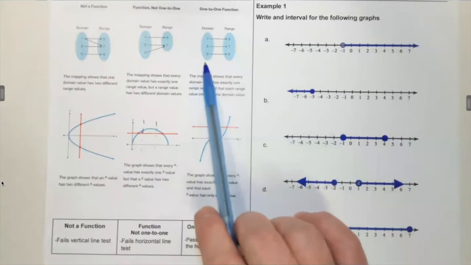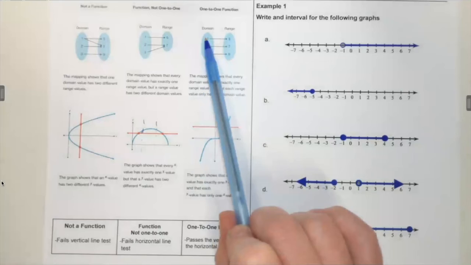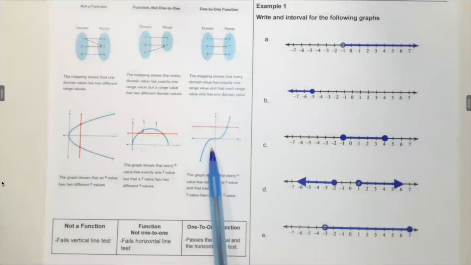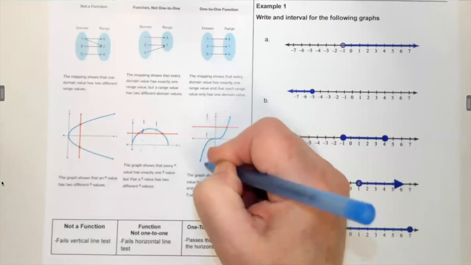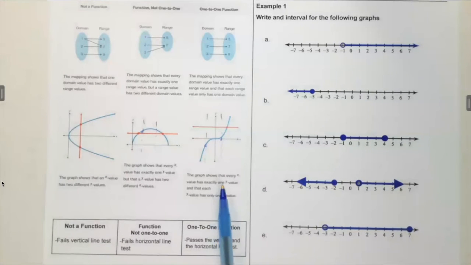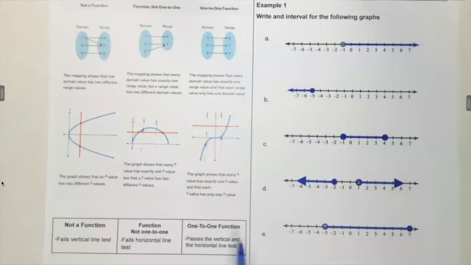The last function, you have every x value going to a different y value. If I was going to do a horizontal line test on this function, it would pass. If I did a vertical line test on this function, it would also pass. This last function is said to be one-to-one, and it's a function, a one-to-one function. It passes the vertical and the horizontal line test.